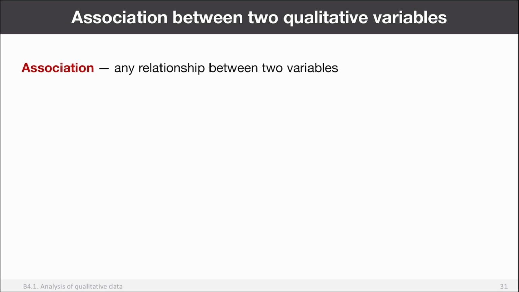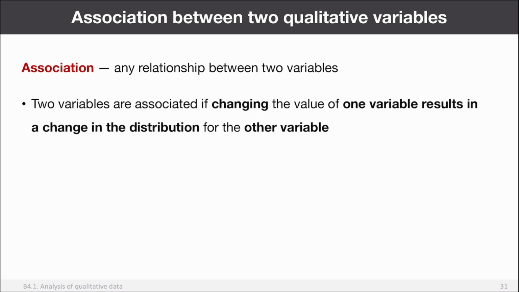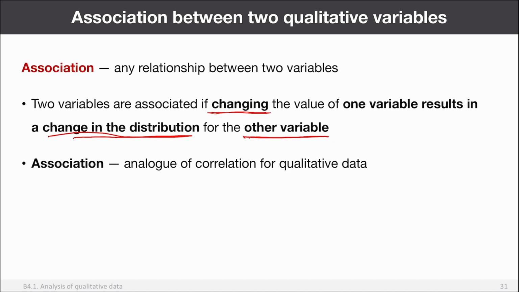First of all, the relationship between two qualitative variables, we will call it association. Strictly speaking, this term also works for numeric variables, so it's a more general term. Association means any relationship between any two variables. So strictly speaking, correlation is a particular case of association. Two variables are associated if changing the value of one variable results in a change in the distribution of the other variable, right? You can think about association as an analog of correlation, but for qualitative data. However, as I said, association is a more general term.